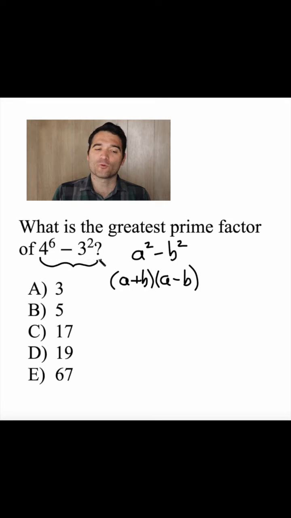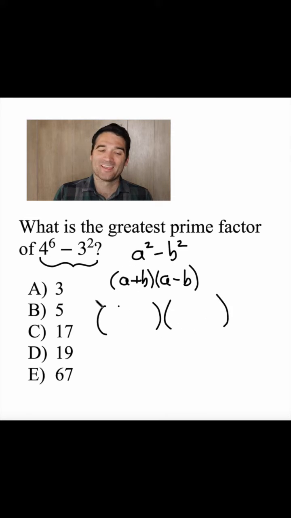How could I reformulate this subtraction to be a squared minus b squared? Well, I'm going to write it out and then explain it. So if I were to follow this pattern, what I get is 4 to the power of 3 plus 3 times 4 to the power of 3 minus 3.